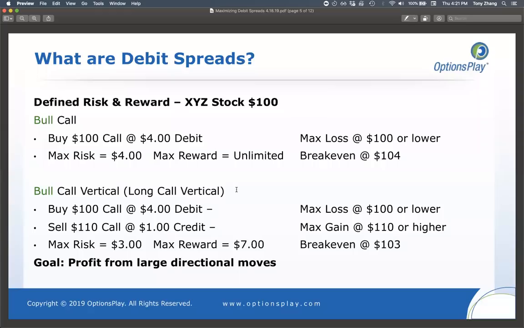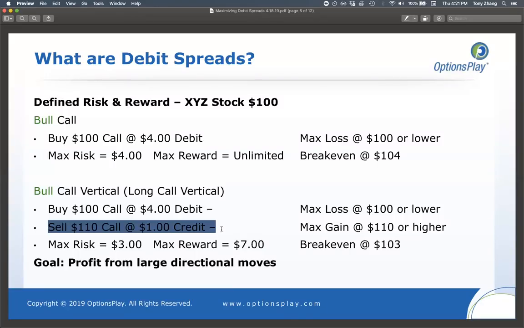When we're buying a call vertical, we're doing the same thing. We're still going to buy that $100 call for $4, but now we're going to sell a higher call against that. Here we're going to sell a 110 call, a call that's $10 above the current price. And for that, let's say we receive a $1 credit.